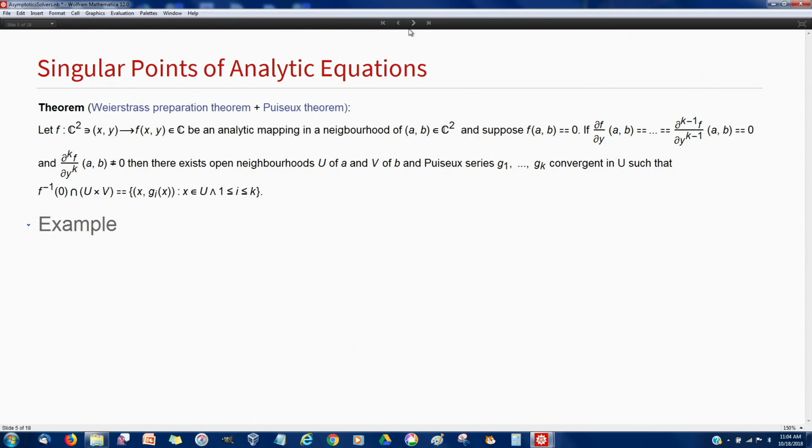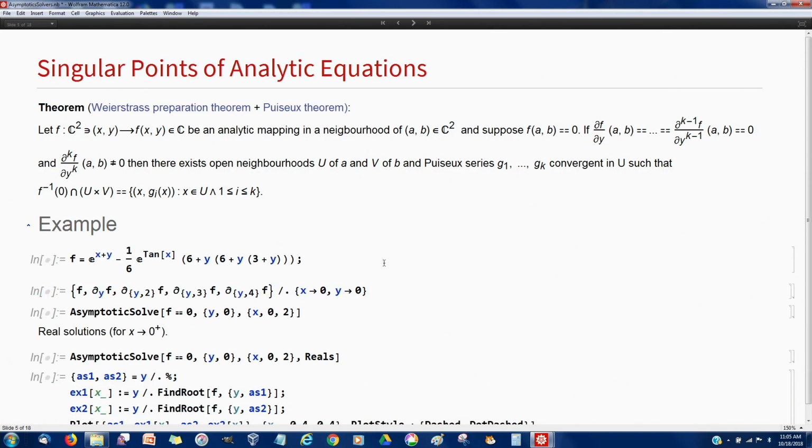The next case that's solvable: singular points of analytic equations. Now you can notice that this works only if x and y are one-dimensional. So that's a much narrower case. If we have an analytic mapping from C2 to C, the function is 0 at (a, b), the first k minus 1 derivatives are 0, and the kth derivative is not 0, then locally there are k solutions, and the solutions can be represented as Puiseux series, so series with fractional exponents.